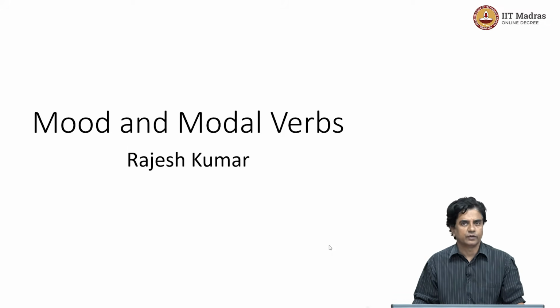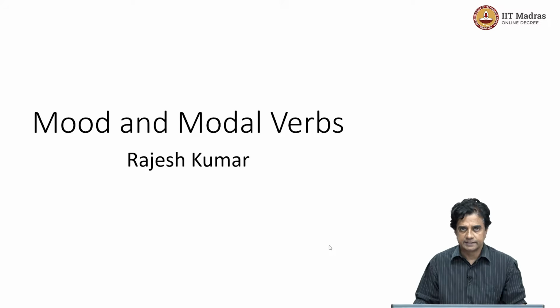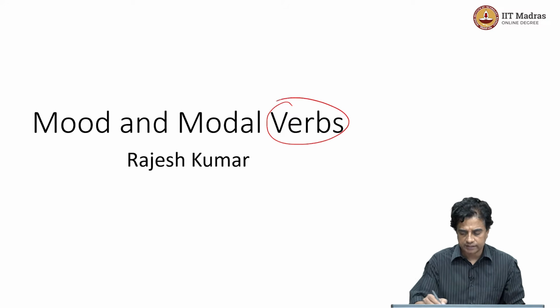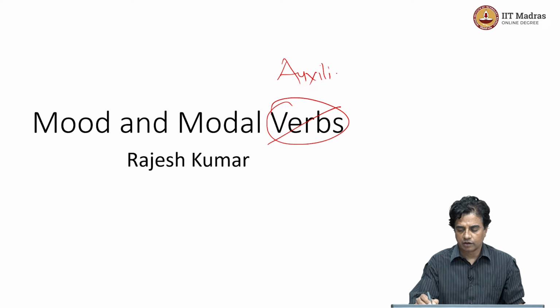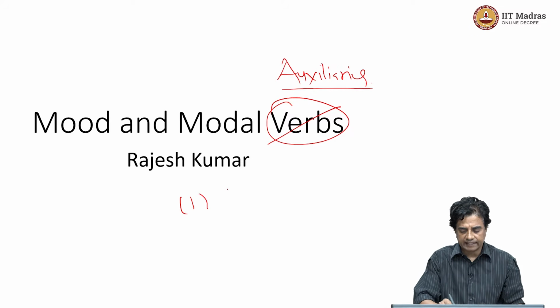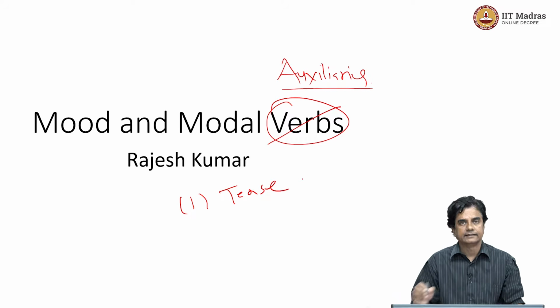Hence, the first thing that I want to draw your attention to is the distinction between auxiliaries and verbs. In the context of this chapter, we want to call this modal auxiliaries. What's the difference between a verb and an auxiliary? There are two types of auxiliaries. One type indicates tense. The other type is called modals.